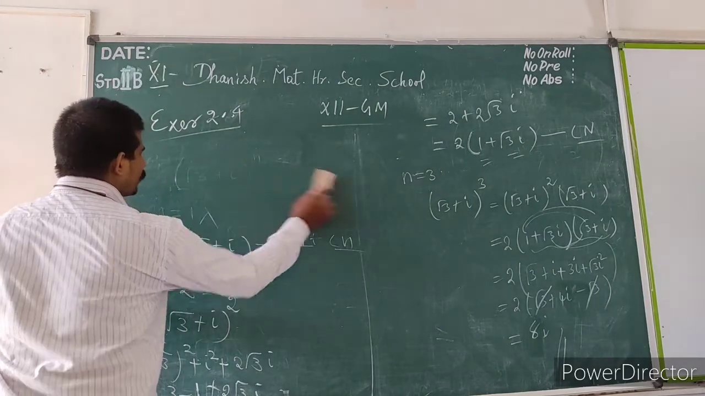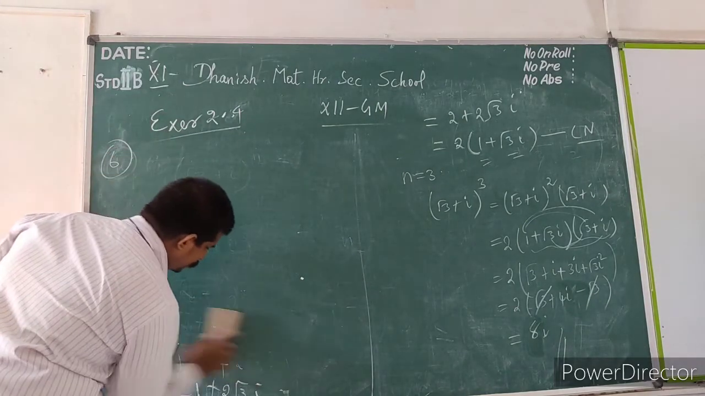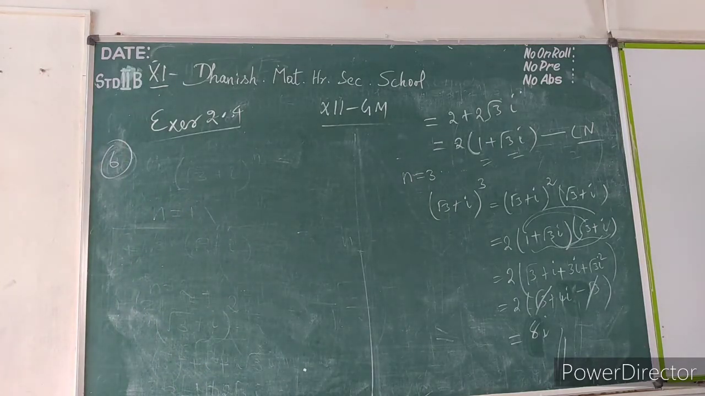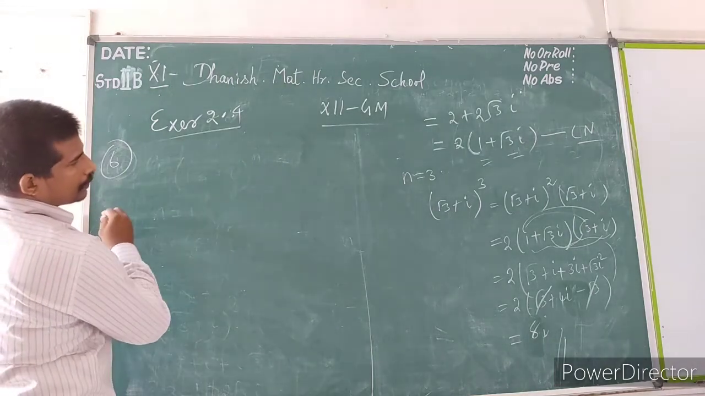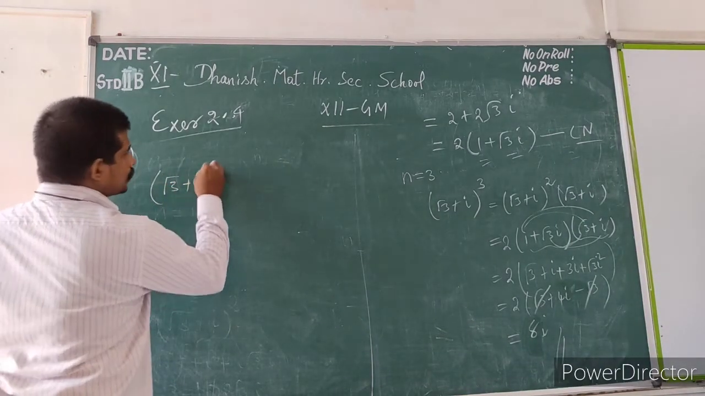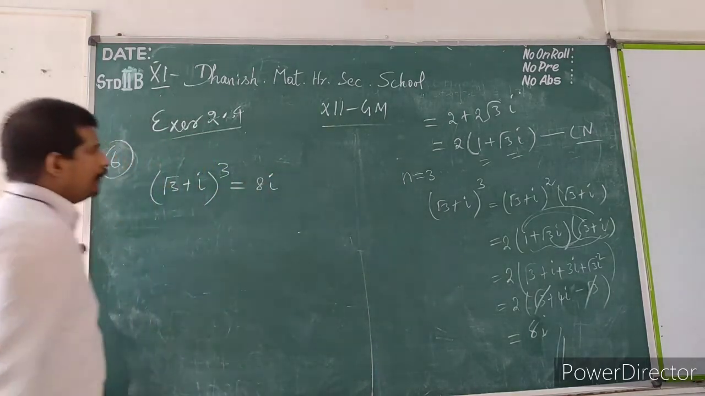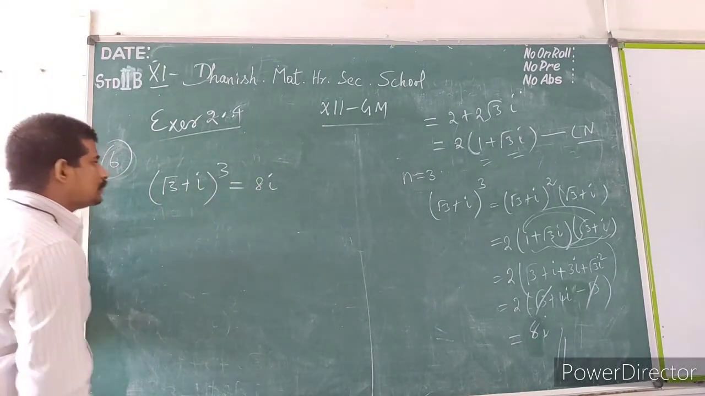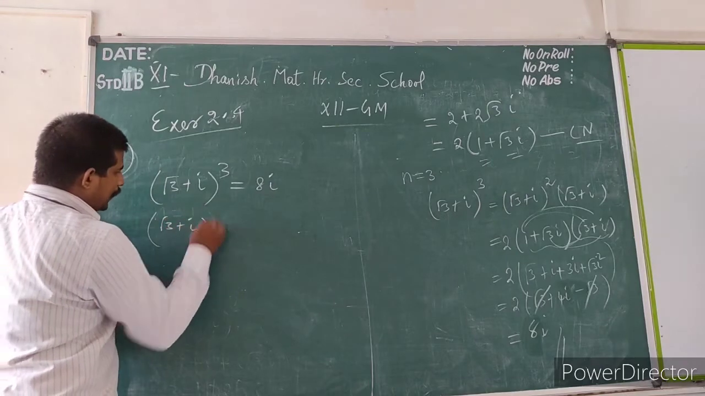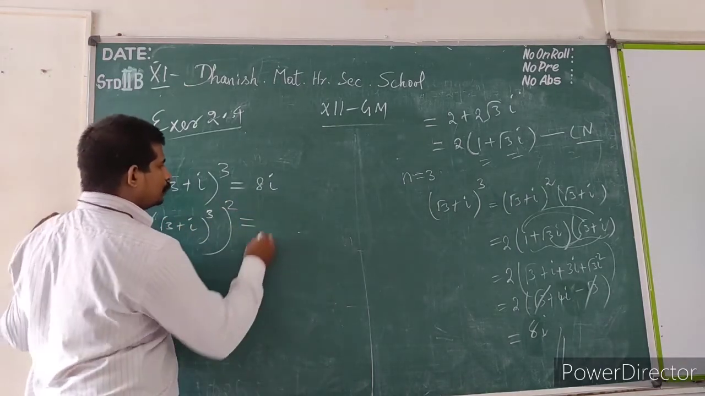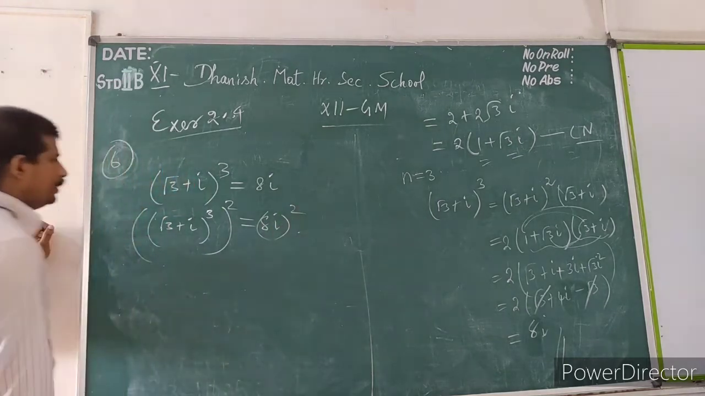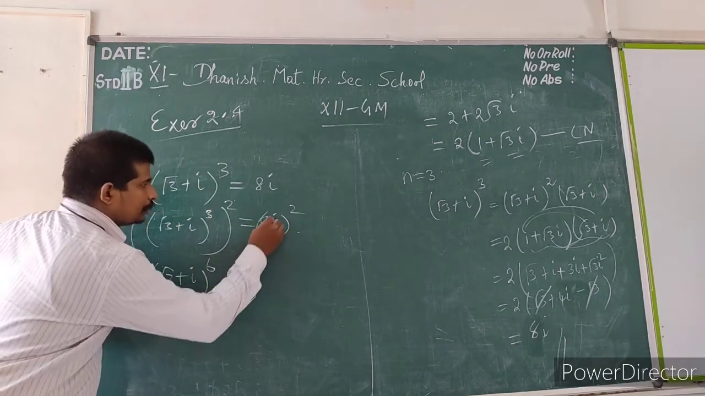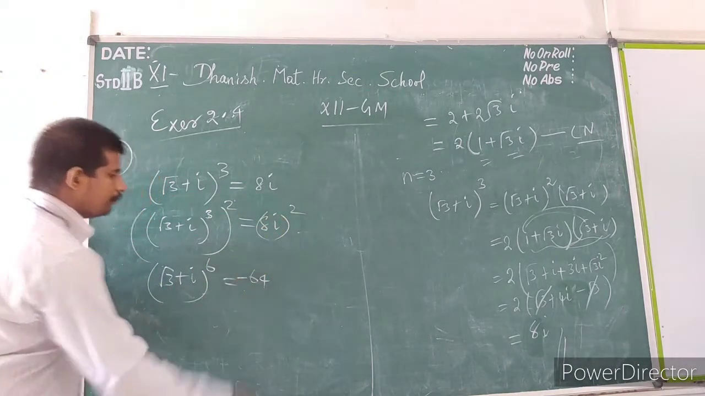Now I'm going to square the value of the last step. Here we have (root 3 plus i) whole power 3 as 8i. If I square this, it will become a real term. So squaring on both sides, ((root 3 plus i) whole power 3) whole power 2 equals (8i) whole square. So it will become (root 3 plus i) power 3 into 2, 6, equal to 64, and i square is minus 1, so minus 64.